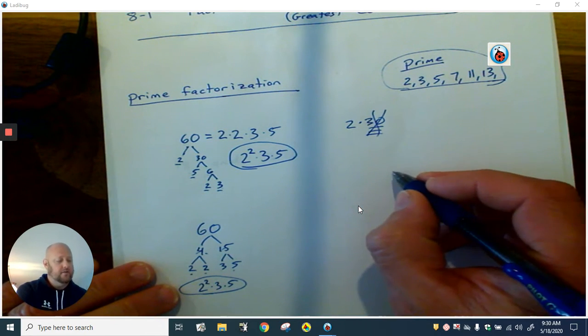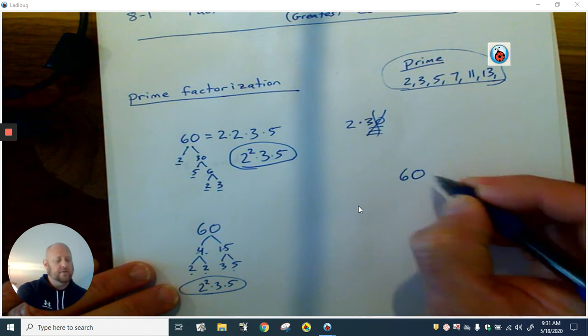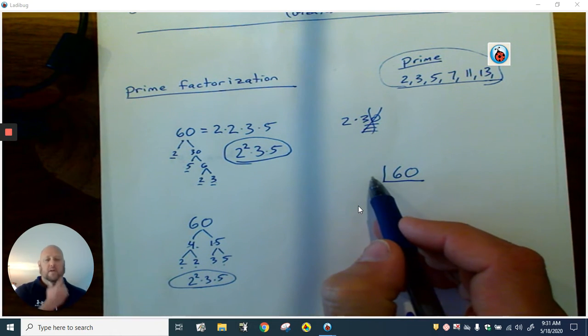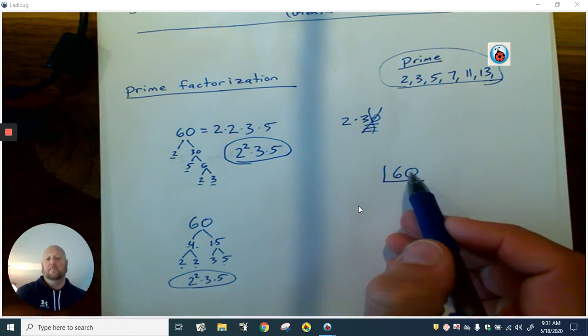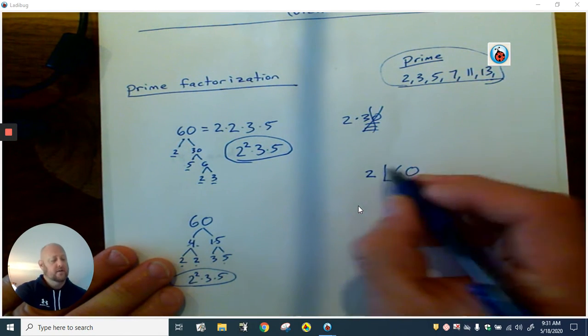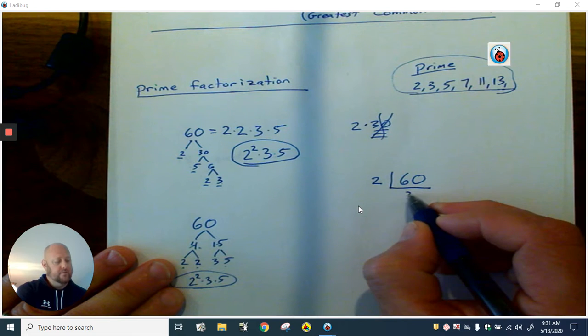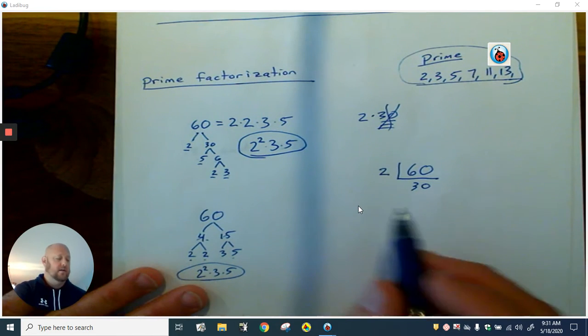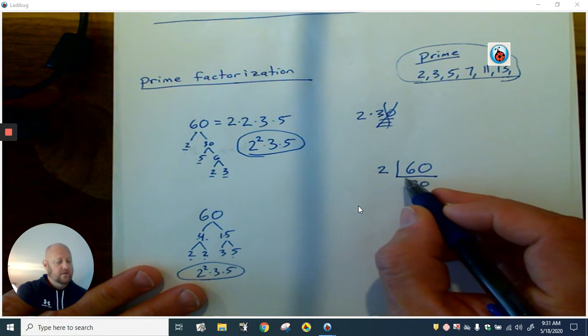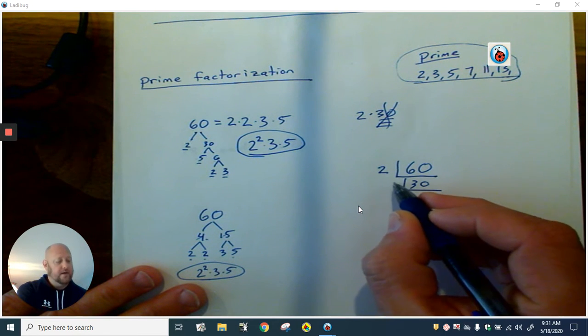And basically, you do the same thing, but you just say we have this 60. What number can you divide this 60 by? Well, we could divide that by 2. Okay, so we do that division and we get 30. All right, 30 is not prime. What can you divide 30 by? Well, we can divide that 30 by 3.